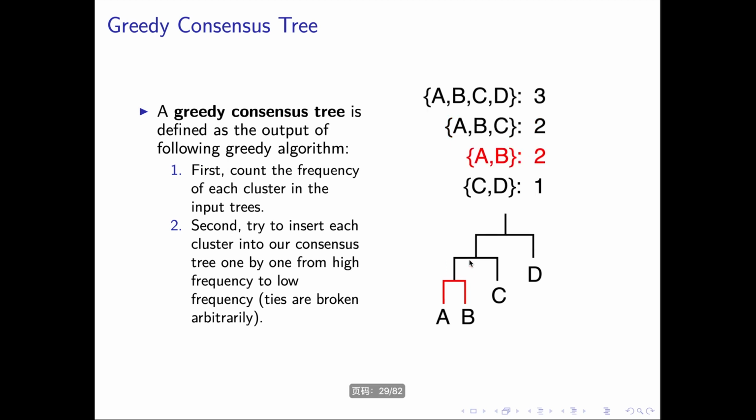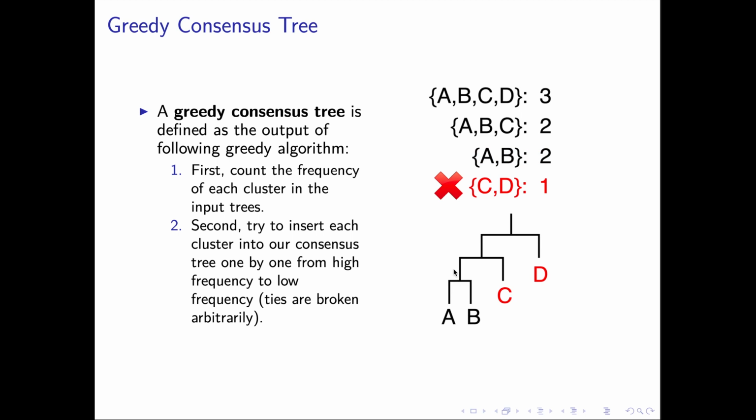The third cluster, AB, is contained in ABC and ABCD, so it's consistent with every previous cluster. So we insert a new node here and make A and B children of it. The last cluster, CD, is not consistent with the previous cluster, ABC, because they are not disjoint and ABC does not contain CD. So we just throw CD away. That's how this greedy algorithm works. It throws low frequency clusters away and keeps the higher frequency clusters.